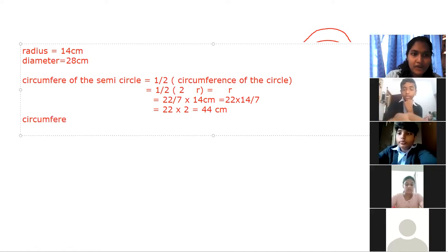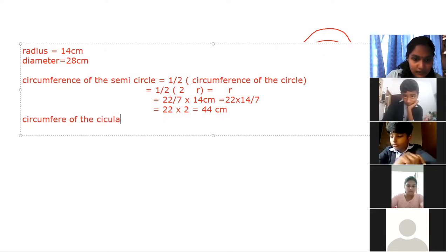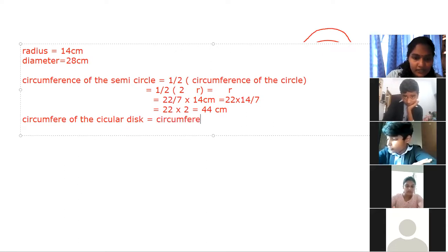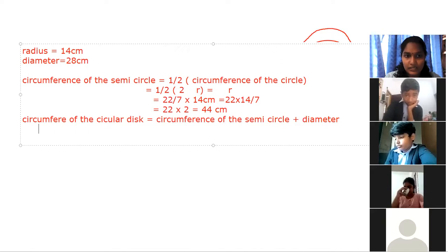What is this 44 centimeter? The length of that curve. The circumference of the circular disc will be the circumference of the semicircle plus what? Diameter. Okay, do not forget to add the diameter.